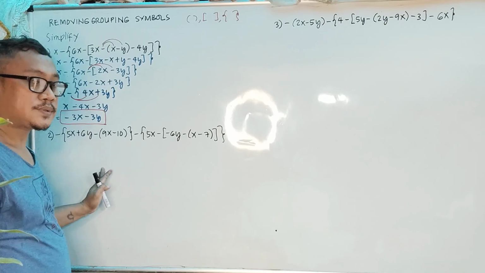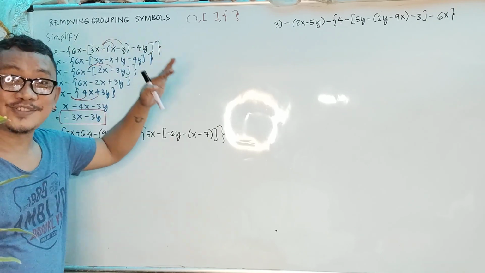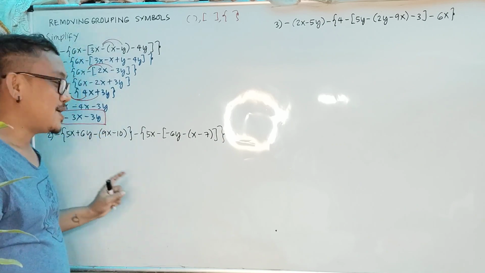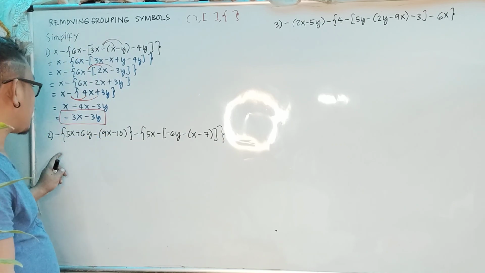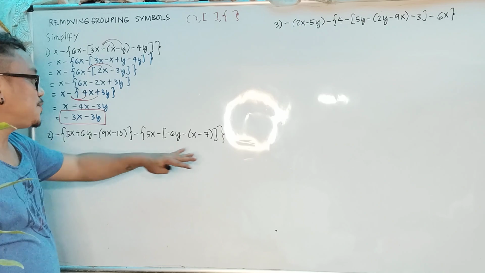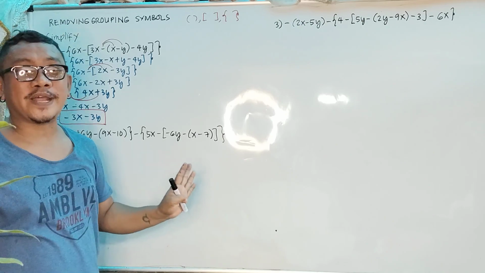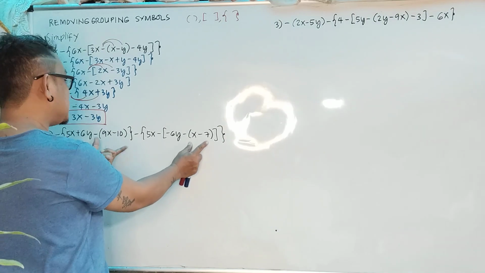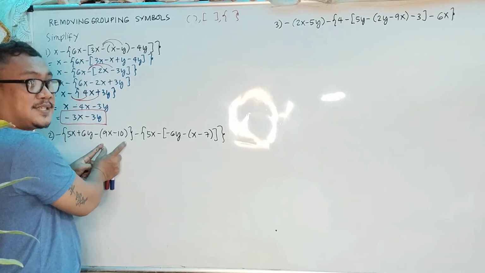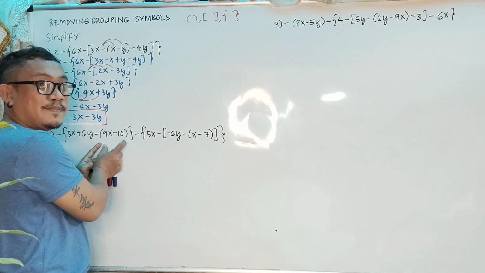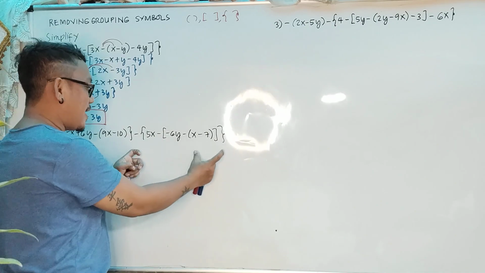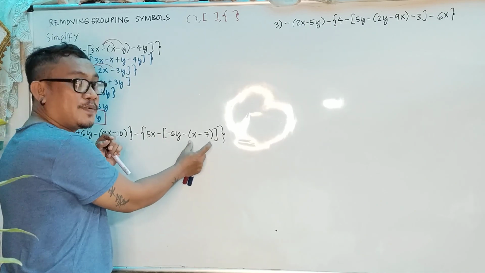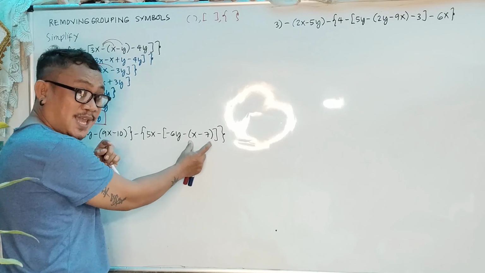Number 2. Did we understand number 1? Okay, let's move on to number 2. As you observe, what are the innermost symbols? We have the parentheses. At this side, we can remove them, so they are next. First we remove the parentheses.